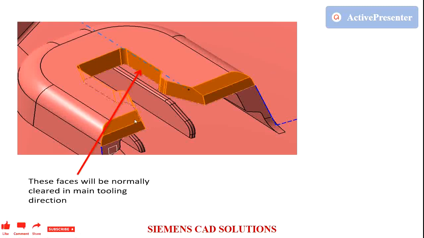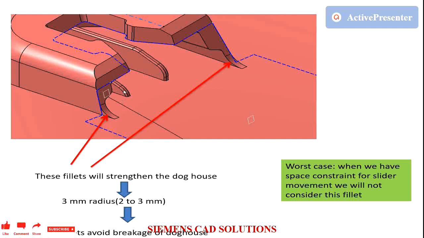So this clip catching area is cleared in the main tooling direction to have the proper fit. This fillet is to add strength to the doghouse. Minimum it should be 2 to 3 mm. Just in case we have a space constraint for the slider movement, we will not consider this fillet. So this fillet also will be cleared in the slider area.